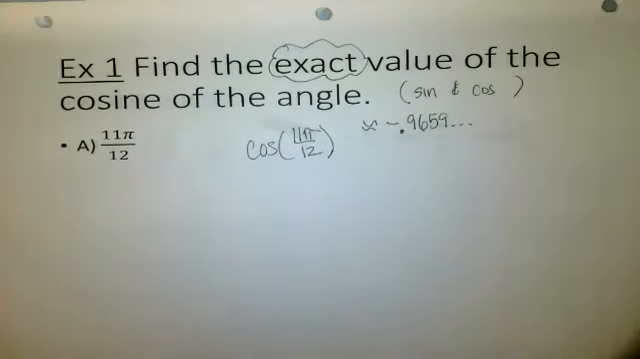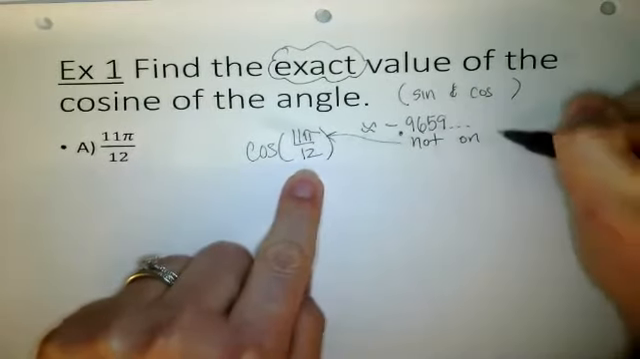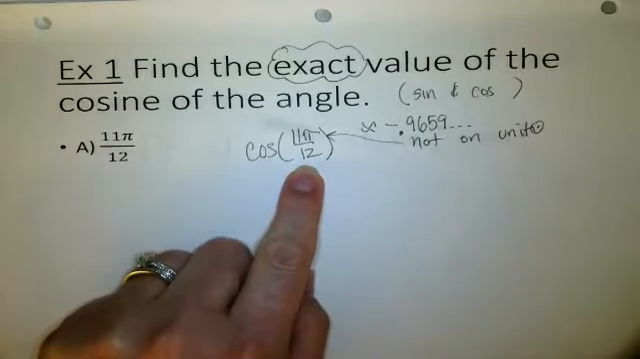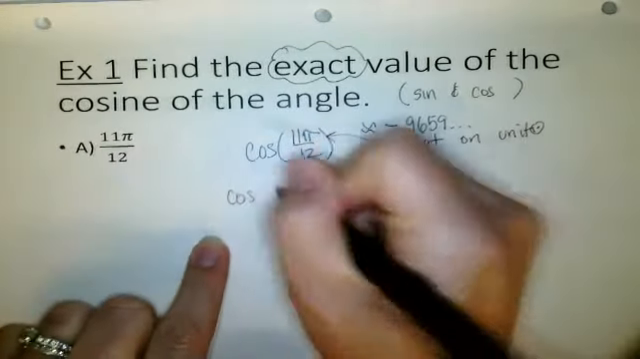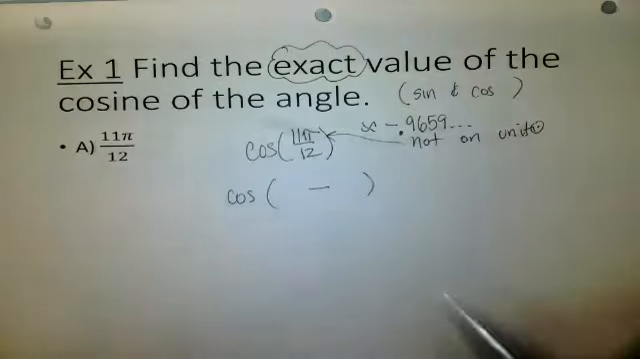Okay, so now 11 pi over 12 is not on our unit circle, which makes this tricky. Because it is not on our unit circle, we need to think, are there two things that we could add or subtract to give us 11 pi over 12? And yes, there's an infinite number of things that we could subtract or add to get 11 pi over 12. You could do either one, and you'll end up with the same answer, which is really interesting. Let's do subtraction. No, let's not. Let's do addition, because that's easier to start.